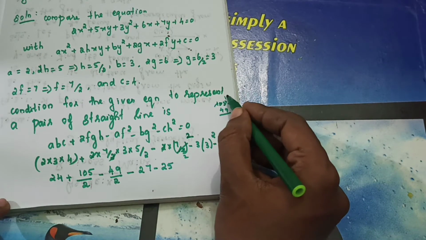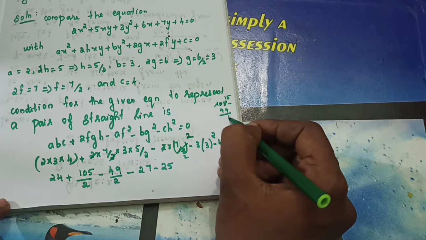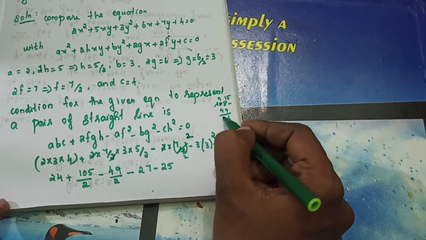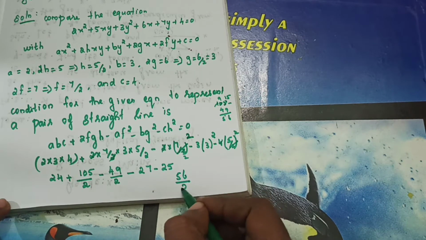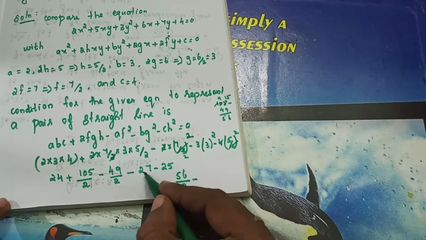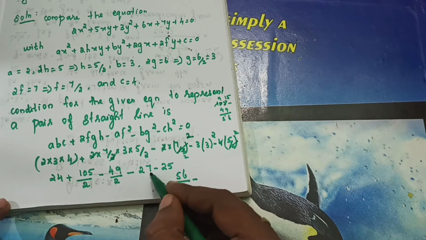So this and this it will go. So 15, 9 if you get means 6. Okay, so 9, 4 when means 56. So how much you will get? 56 by 2 minus this 2 if you add means 40, 52.